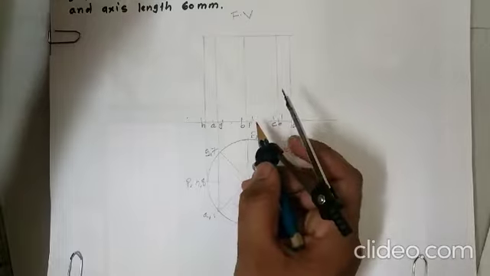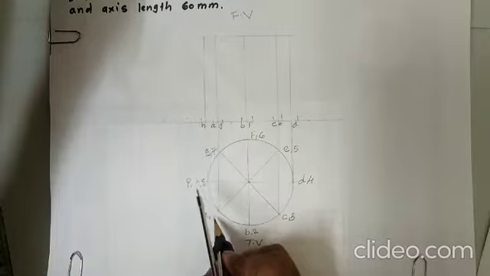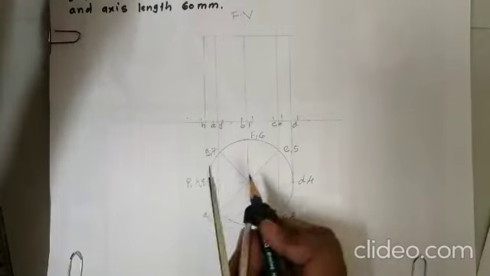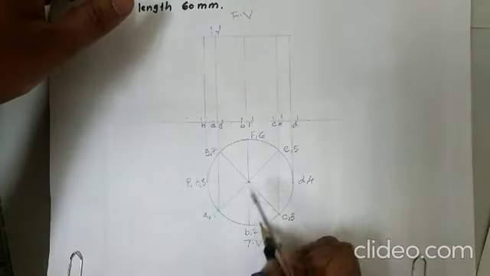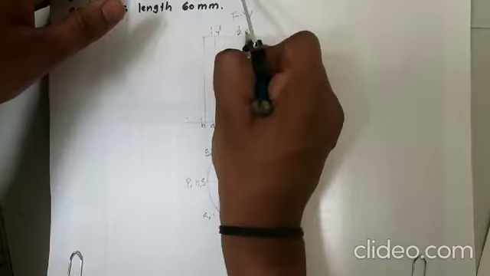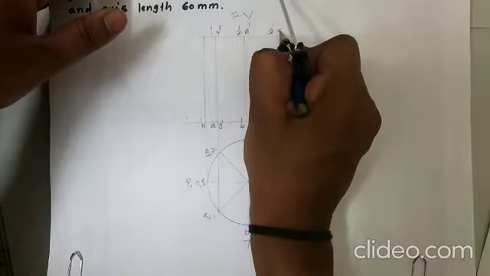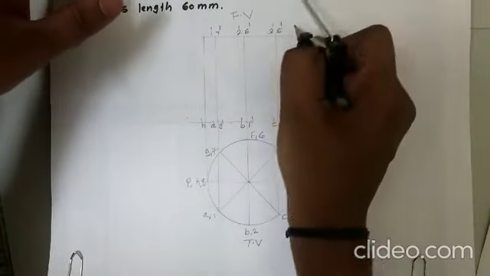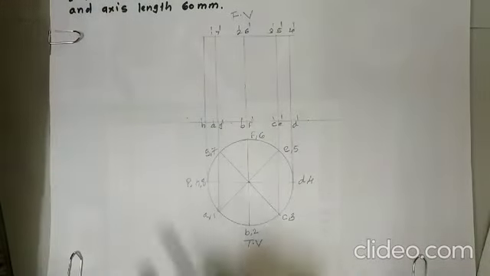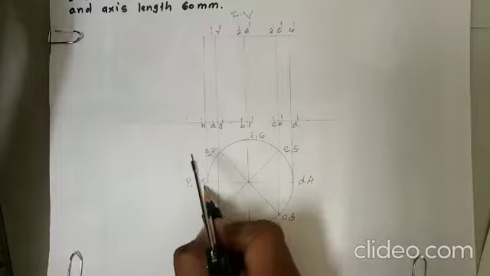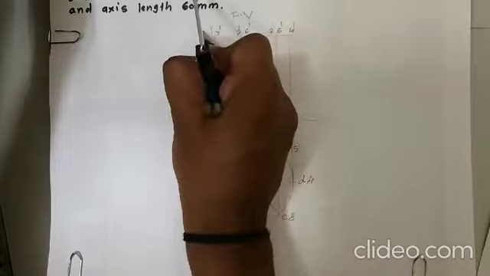Now consider the front view and top surface. For the top surface we have used 1 2 3 4. You can see 1 7, 1 dash 7 dash, 2 6, 2 dash 6 dash, 3 5, 3 dash 5 dash, and last 4, 4 dash. Next, the last one, this 8 also we need to consider. This is our 8 dash.